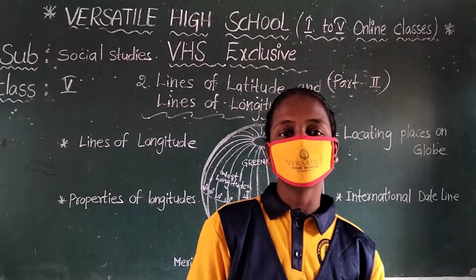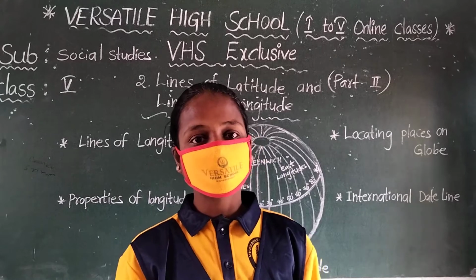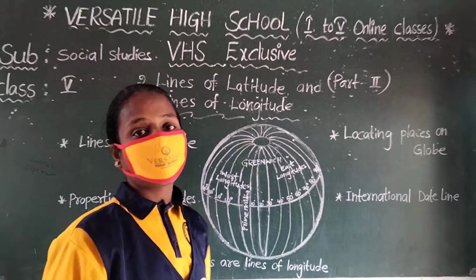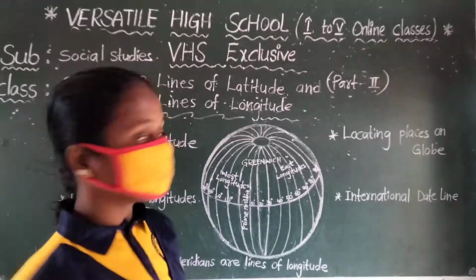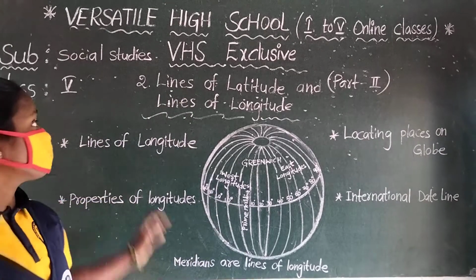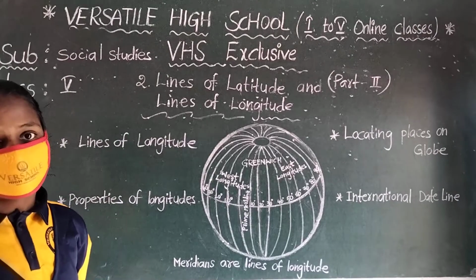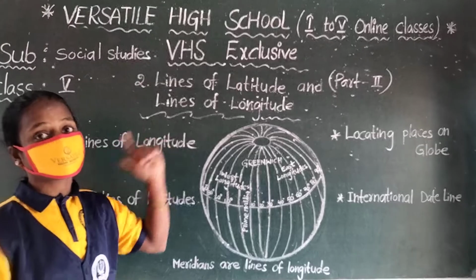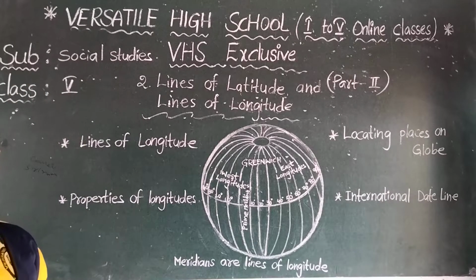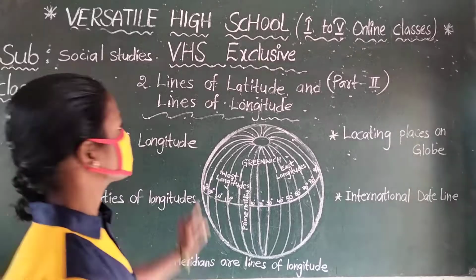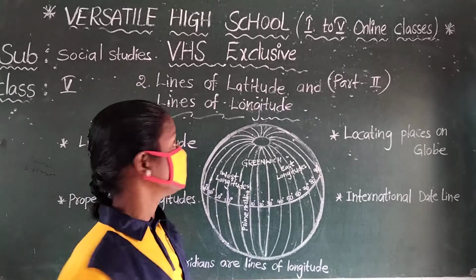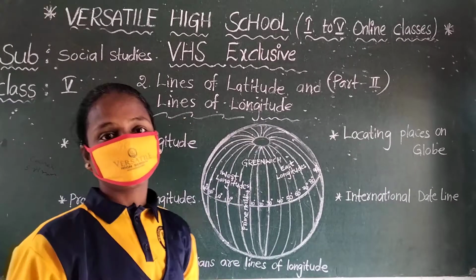Children, in the previous class we learned about lines of latitude. What are lines of latitude? Today we will learn about lines of longitude. This is the 5th class of social studies, second lesson. What is the name of the second lesson? Lines of latitude and lines of longitude.